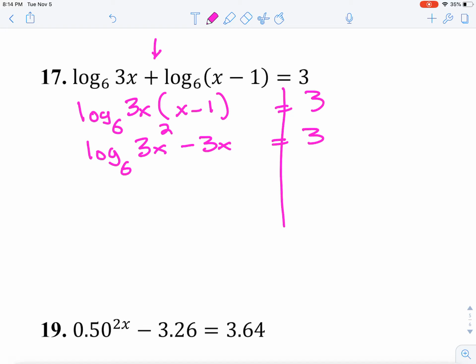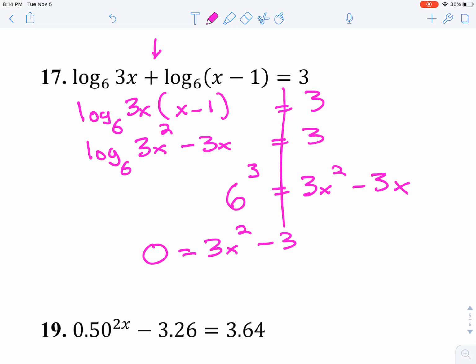So my base number is 6. My exponent is 3. My answer is 3x squared minus 3x. That was a jump, but I think you guys got it, okay? And then I need to get 0 on one side because it's quadratic, like from AGS2. Minus 216. And then I could divide all of these by 3.